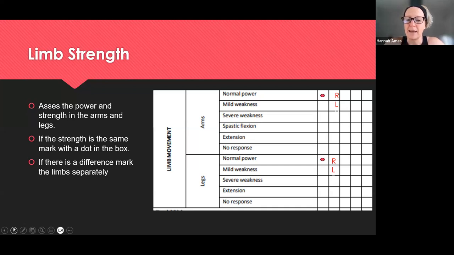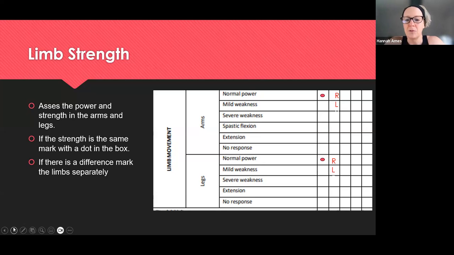So assess the power in the arms and the legs. So you can ask the patient to squeeze both your hands and let go and see if one is stronger than the other. You can ask your patient to pull you towards you and push you away, okay, and assess if there's any difference in those arms. And the legs, again, you can get them to lift their leg up against your hand and push it back down again, and push their foot down against their hand, and again assessing if there's any difference.